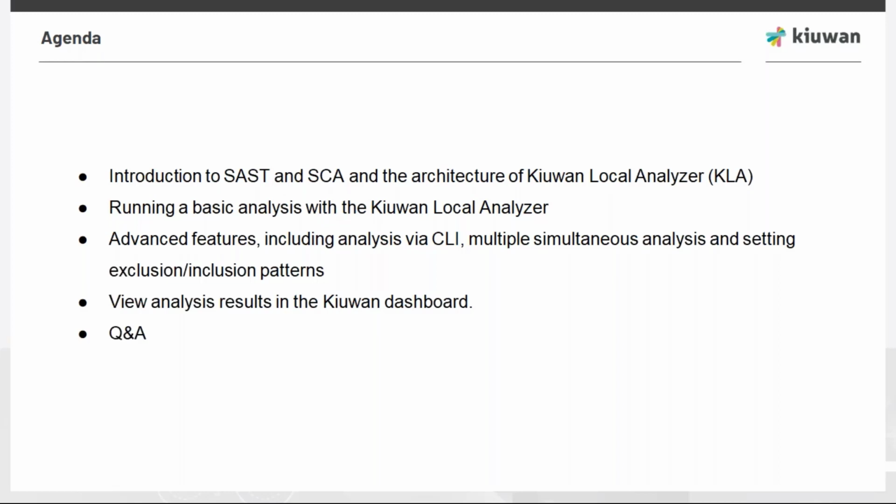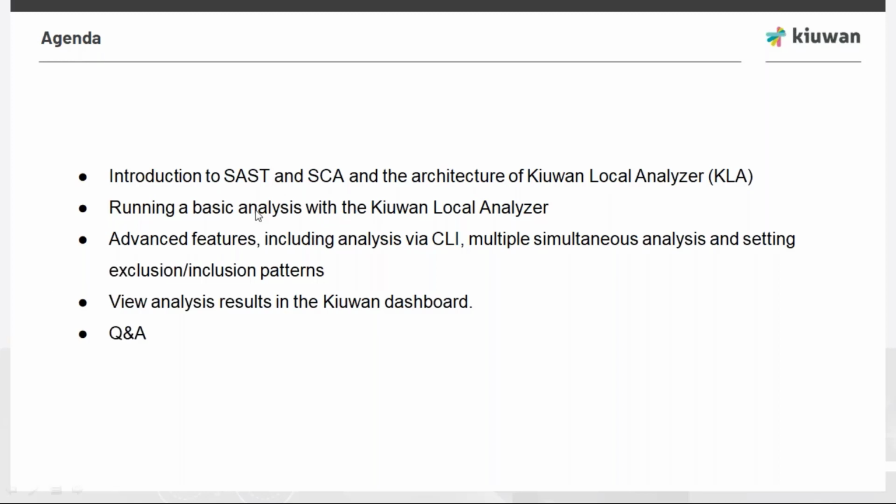Then we will do a practical session. We will launch different analyses with the Kiuwan Local Analyzer, not only from the interface, but also from command line. And we will play with the different parameters, for instance, exclusion and inclusion patterns, the analysis model, and the different labels that we can play with during the analysis. We will see this in detail during the practical session. And finally, we will check the results in the Kiuwan dashboard, and there will be a time for question and answer.